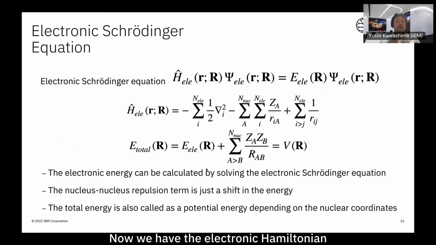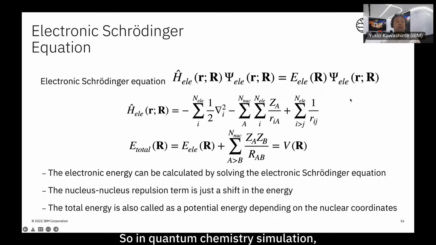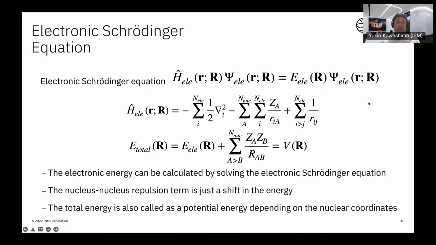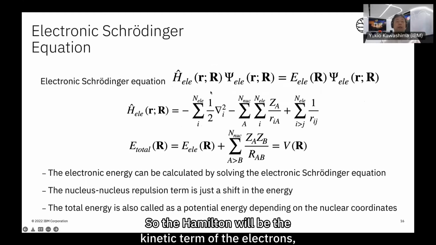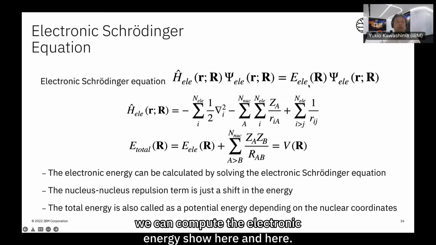Now we have the electronic Hamiltonian and electronic wave function, so we can determine the electronic Schrodinger equation we want to solve. In quantum chemistry simulation, we are solving this electronic Schrodinger equation. The Hamiltonian will be the kinetic term of the electrons, the nucleus-electron attraction, and electron-electron repulsion. By solving this Schrodinger equation, we can compute the electronic energy, shown here and here.